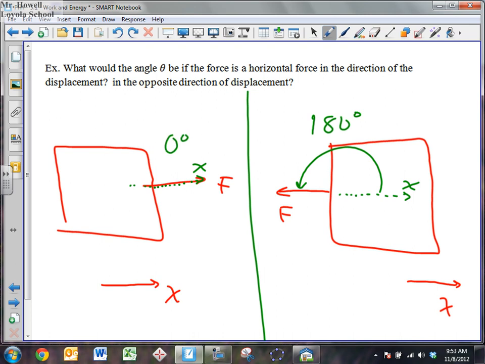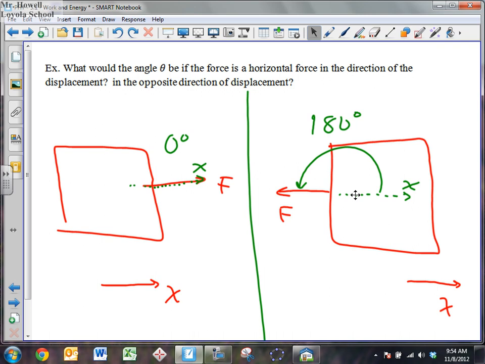Now, here's a fun fact for you. Go ahead and type in cosine 0 in your calculator. What do you get? And what about the cosine of 180? It's -1. Let's go over this and make sense of it logically.